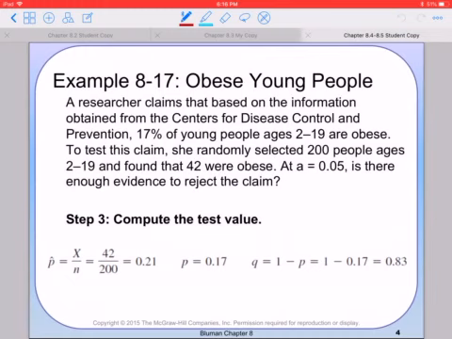So now we have to actually compute the z value for our test value. So we have our p hat. All we do is the x over n. We had 42 were obese out of the 200 people that were tested, so we get that that equals 0.21. Now the probability that she's looking for is 17%, so that translates to our p equaling 0.17. We can find q easily. You just do 1 minus the p, so we get 0.83.